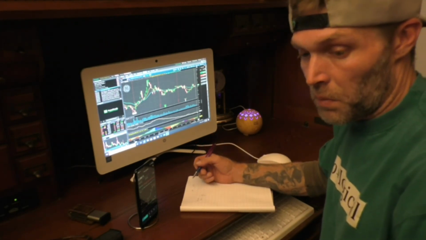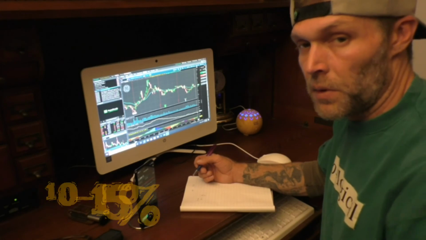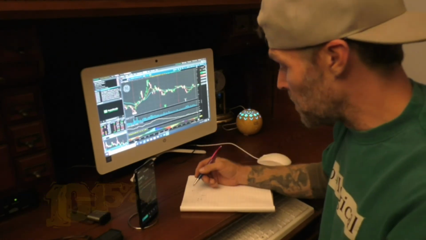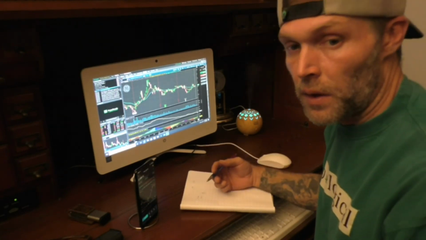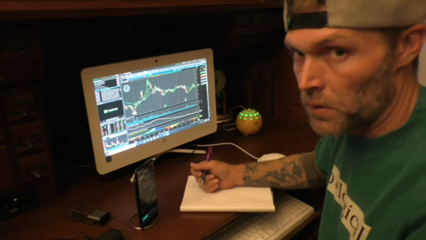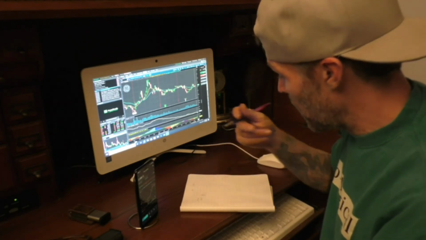You're wanting to play with probably about 10 or 15% of your portfolio on these swing trades so that you're actually making good money on them. Make sure that you sit down and calculate that out, and then you always have the money sitting on the side so you're not taking any extra risk that you don't need to take.